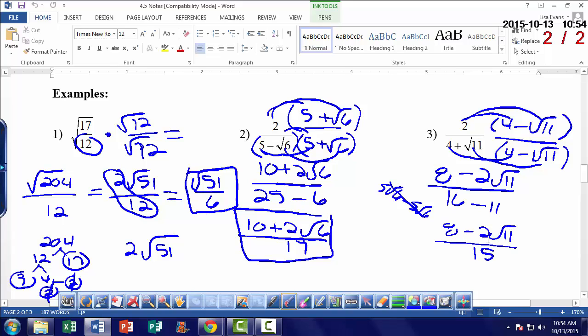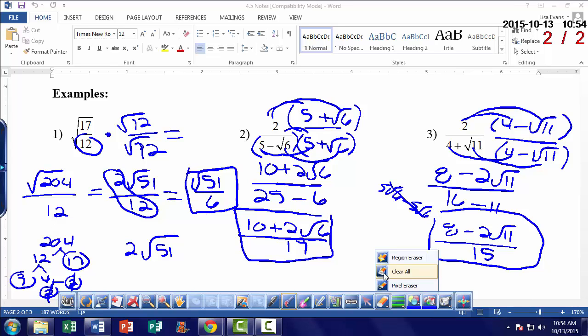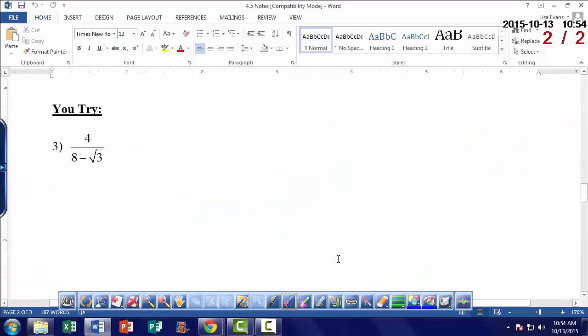Now, the only thing you would be able to simplify is if I could take something out of the 8, the 2, and the 15. I can't, so this is my final answer. Take a look at the You Try I have for you here. You're going to multiply the numerator by 8 plus root 3 and the denominator by 8 plus root 3. I want you to go ahead, pause the video, and try this problem.